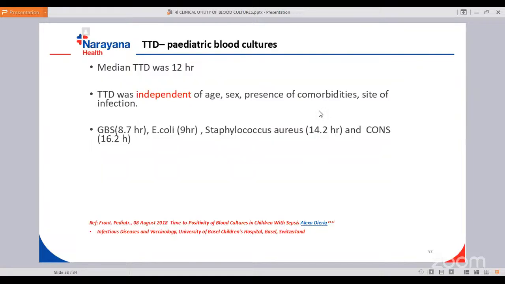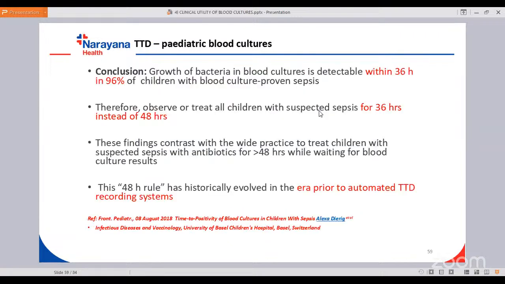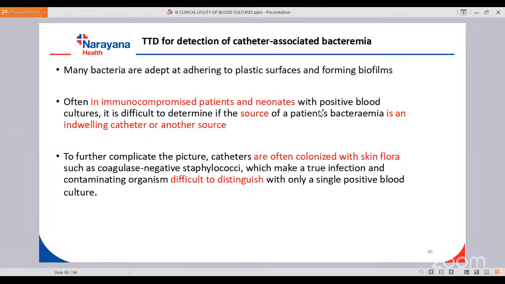Now there's another concept of time to detection, not just in pediatric but in other patients as well. Traditionally, it has always been taught to us that if a blood culture is negative 48 hours after it has been given, you can stop, withhold, or de-escalate antibiotics. But the newer concept is only 36 hours, especially in the era of automated blood cultures. 36 hours is the cutoff now for blood cultures.